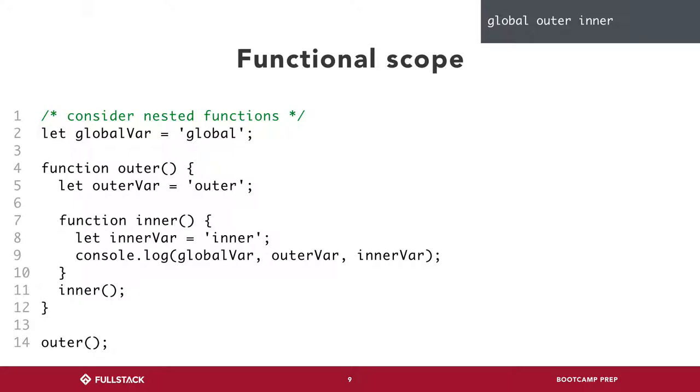What if it was console log global var, outer var, and then something else besides inner var? Would that come out undefined? What would that come up with? Like, what would that be? If you just change the last one to something else. Change it to what? Like close bar or something like that. I don't know. Oh, that would be undefined. I think it'd just be undefined. Yeah, or like close bar doesn't exist. Oh, okay. Yeah.